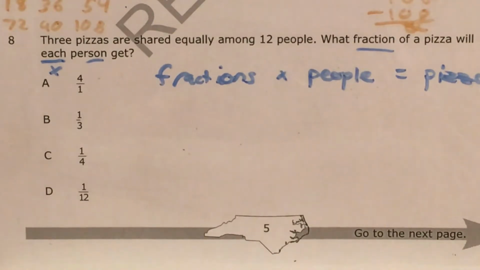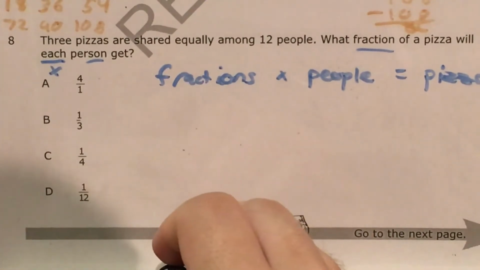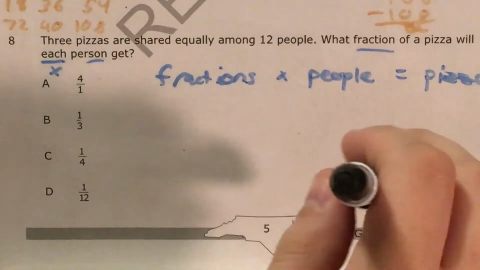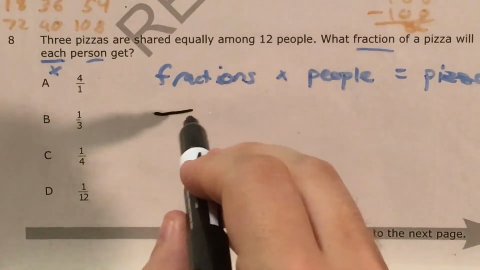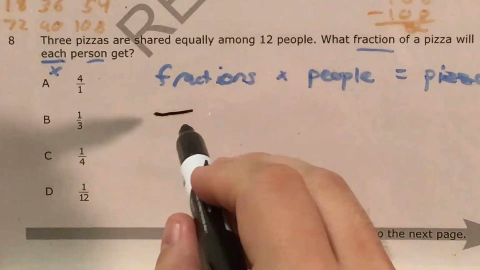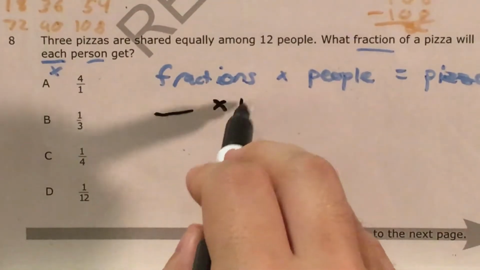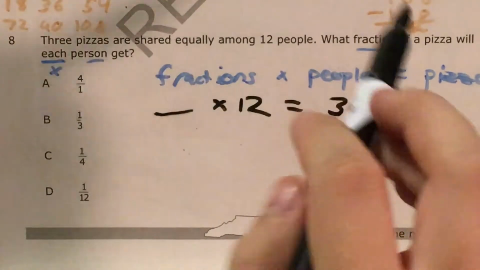Now I'm just going to go ahead and fill it in with some information, and if you need another question like this for some more practice, I believe it's question 5 in the 5th grade math release test that is very similar to this, and I solve it in a very similar way. But anyway, to fill in some of this information, I'm trying to find out what fraction of a pizza everybody's going to get, so I don't know that. That's my unknown. And for my people, I know that I have 12 people, and I know that they're sharing 3 pizzas.